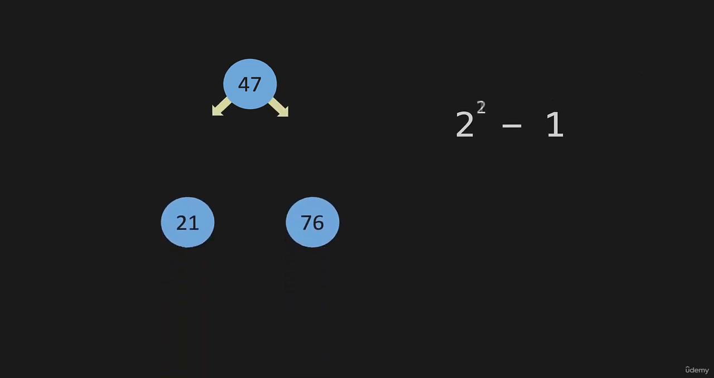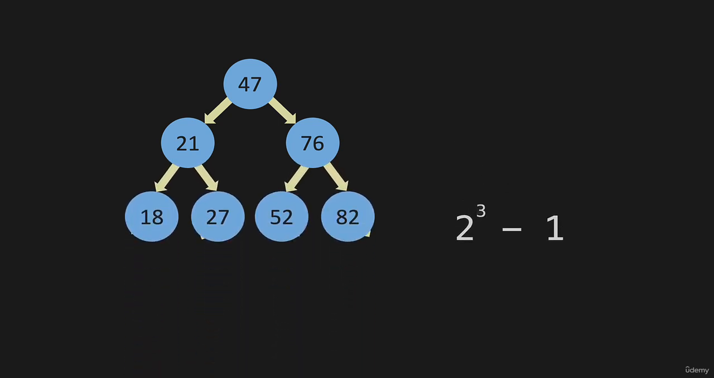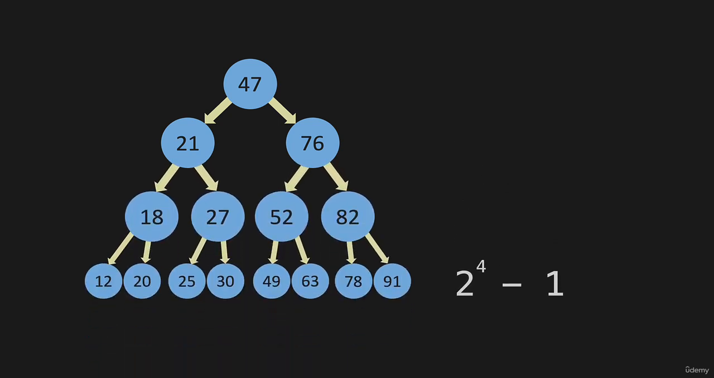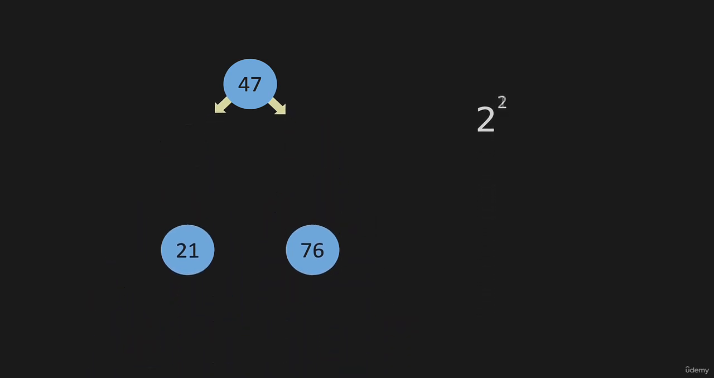But if we have a second level like this, this is 2 to the 2 minus 1. 2 to the 2 is 4, minus 1 is 3. 2 to the 3 minus 1, 2 to the 4 minus 1. Now, as we get into very large numbers, that 1 is insignificant. So let's remove this, and we'll say this is approximately 2 to the 4 nodes. This is approximately 2 to the 3, and 2 to the 2, and 2 to the 1.